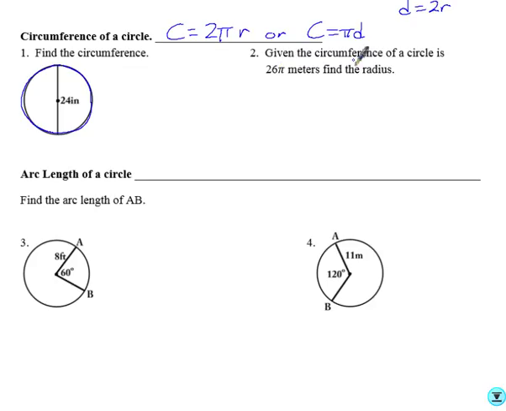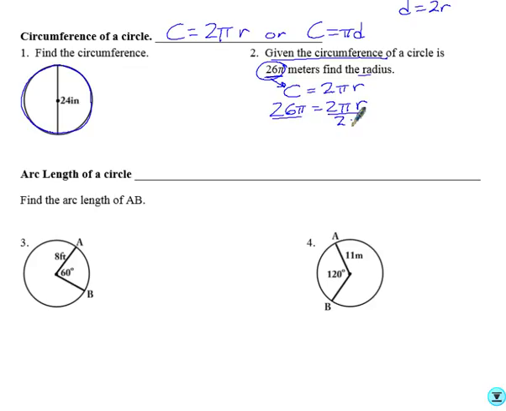Number 2, it says, given that the circumference of a circle is 26 pi meters, find the radius. So we're basically just using our formula, circumference equals 2 pi r. And we're substituting in for what we know. We know the circumference, so we're going to substitute 26 pi in for C. So 26 pi equals 2 pi r. And then we want to solve for the radius.